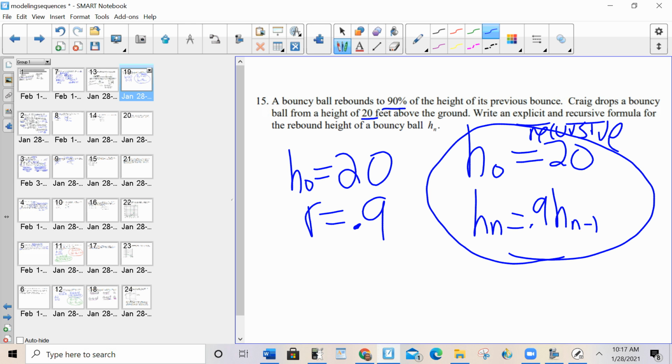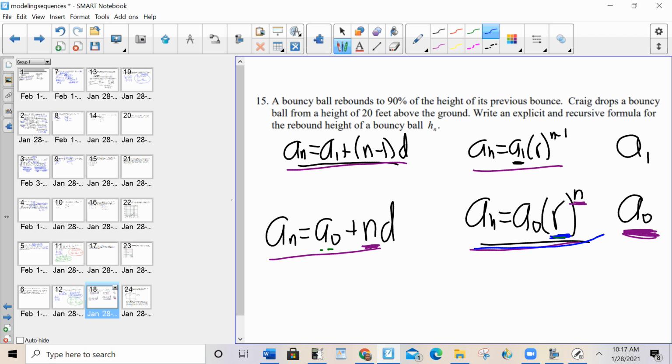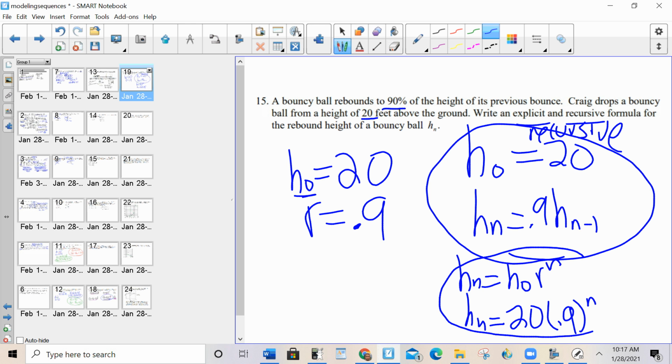Now explicit. Because it's giving me H0, I'm using this formula. Hn equals H0 r to the n. Not n minus 1 because it's H0 instead of H1. So it's Hn equals 20 times 0.9 to the n. I don't know why I circled that whole thing. That's your answer.